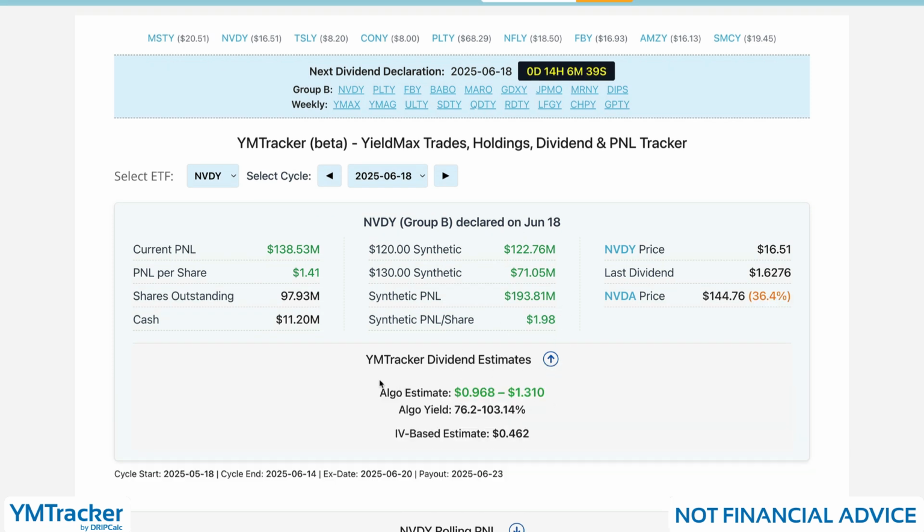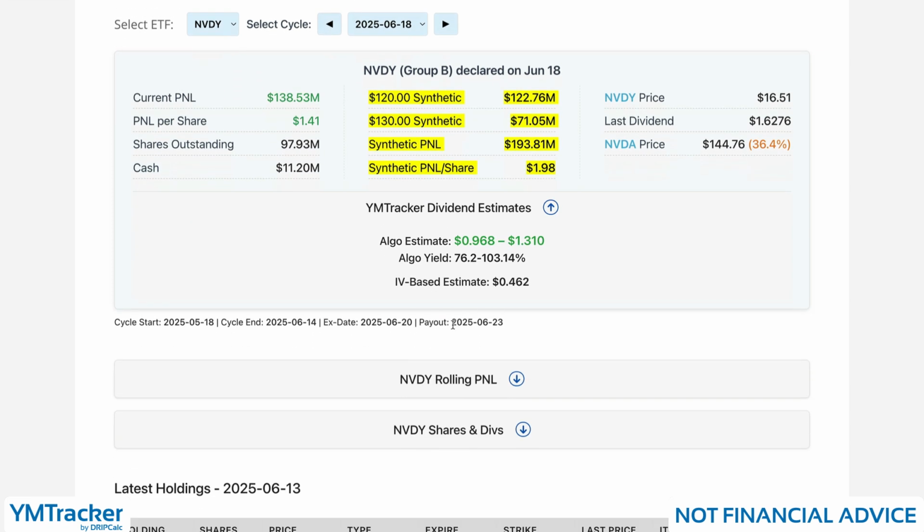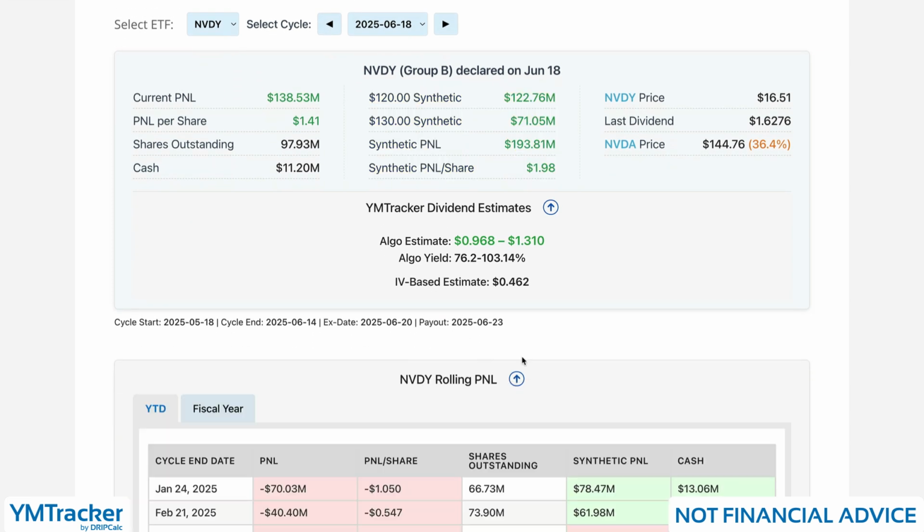So the dividend estimator is based on an algorithm, and it accounts for the PNL in the cycle, PNL per share, number of shares. It accounts for the IV of the underlying security, the share price, the previous dividend, and also the synthetic PNL. So it looks at many different variables. And in version 2, which is the latest version we have right now, we have the rolling PNL. So what is the rolling PNL?